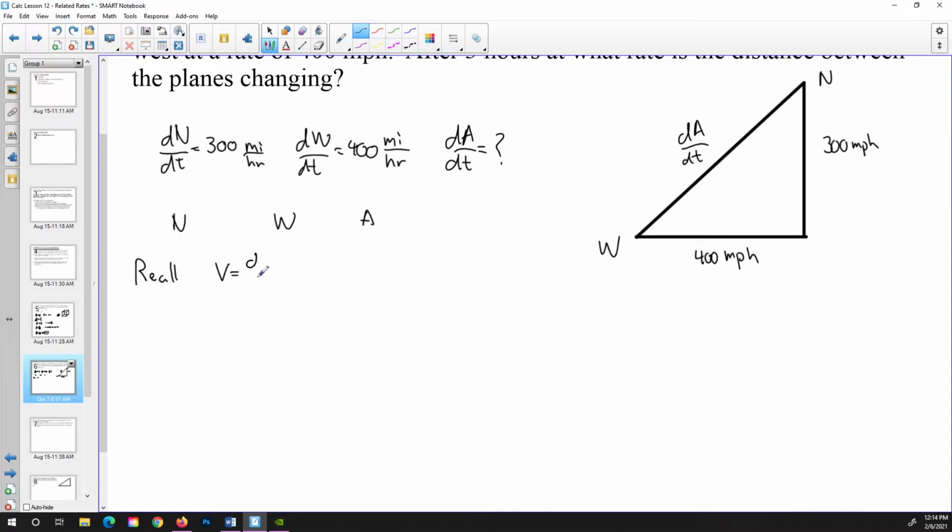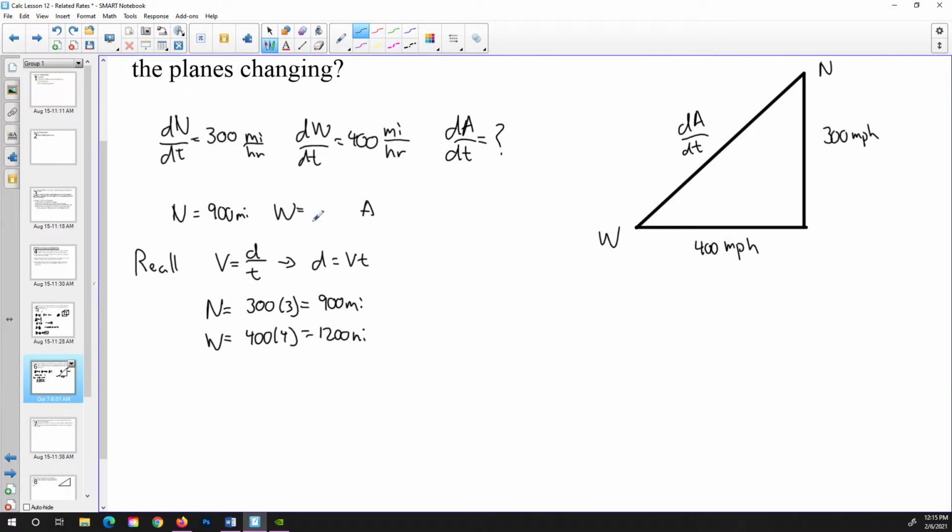If you recall from physics or one of your earlier classes, velocity equals distance divided by time, so the distance is the velocity times the time. Since these are traveling north and west, we can calculate the n value: it is traveling at 300 miles per hour for 3 hours, meaning it has traveled 900 miles. And it has been traveling west at 400 miles per hour for 3 hours, meaning it has traveled 1,200 miles. Let's write that in.